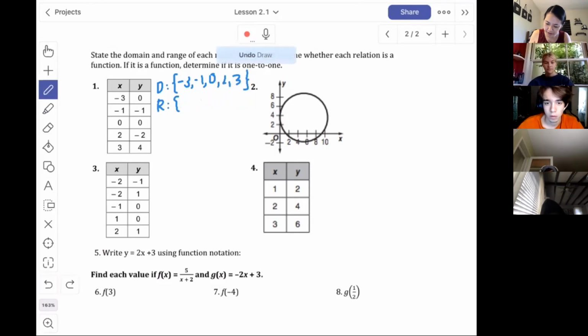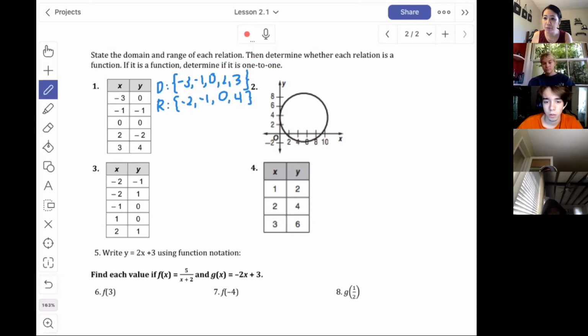So the lowest is -2, then -1, 0, and 4. So yes, please put that in order, ascending order. All right, so we stated the domain and range. Now we have to determine if it's a relation, if it's a function, or if it's one-to-one.